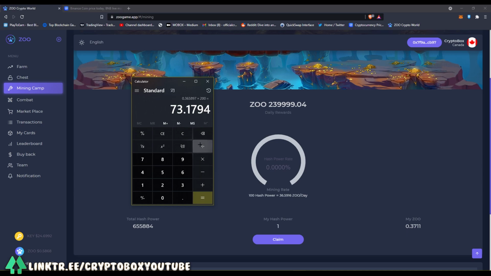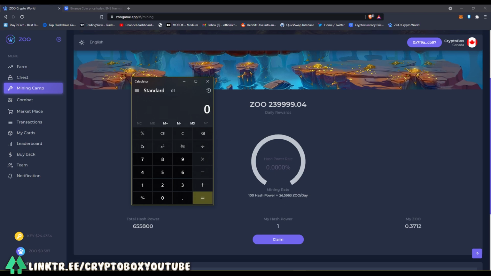Now that is tokens and not actual USD. So if you want to see USD, you'll divide it by, or you will times it, my bad. You'll times or multiply it by the price of the zoo token at this point. And so that calculates to around $43 per day with 200 hash power.